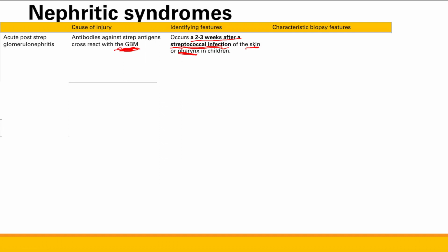And the reason why I emphasize this so much, 2 to 3 weeks, is because in another nephritic syndrome I'm going to talk about, IgA nephropathy, it's going to occur at the same time or within 5 days of a respiratory infection. So you're going to get a story of a kid who had recently had an infection. You need to figure out which nephritic syndrome it is because they both present as nephritic syndrome, and so that timing is going to be super important for you to figure it out.